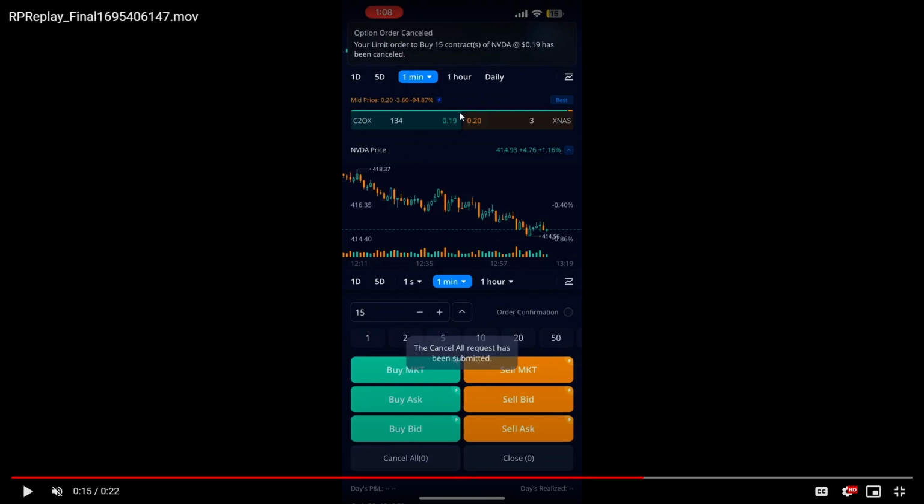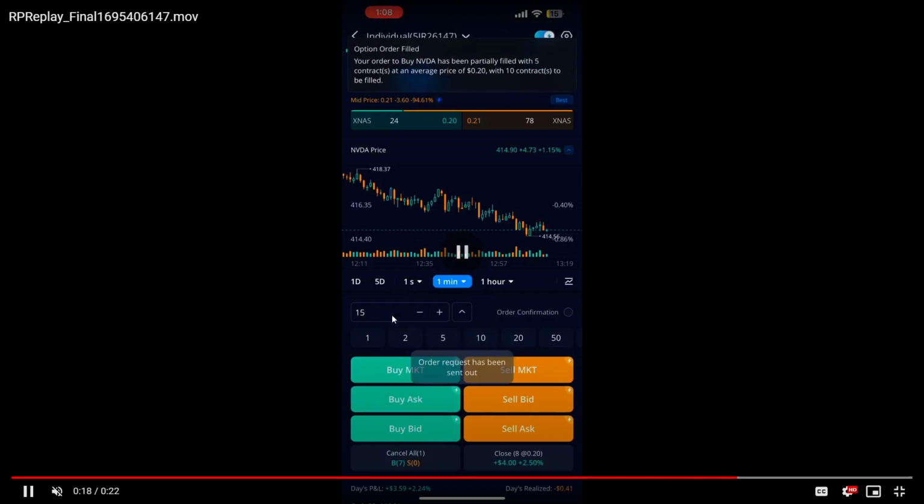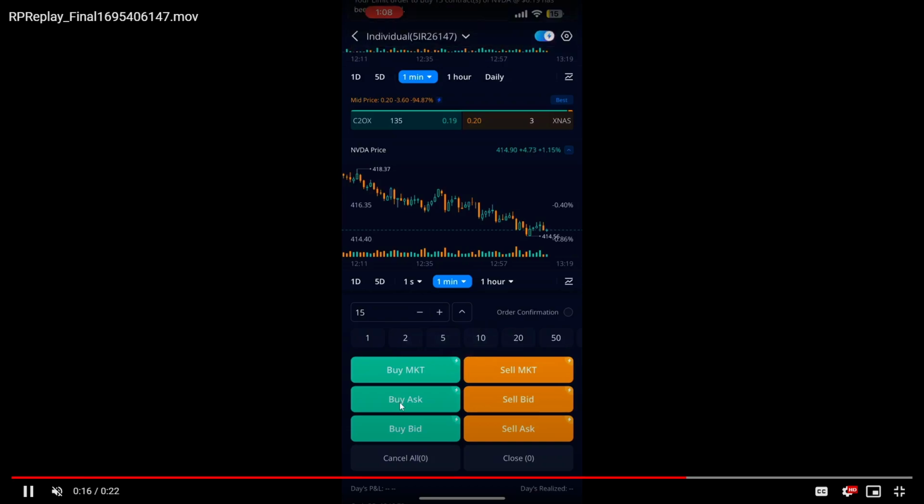Because I bought the bid. This is the bid, this is the ask, okay? And you'll see me, I don't know if you just saw, I hit buy ask. I'll go back, you guys can see it. You can see when I click it. You'll see me 15 contracts.